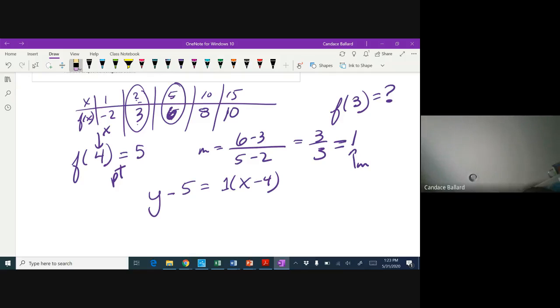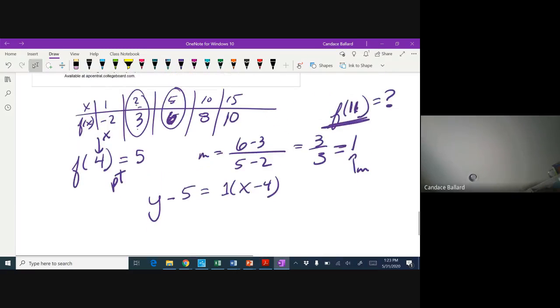But so the other thing they sometimes ask us to do is say let's not use a 3 this time. Let's say we're going to do like 11. Okay. So they'll say, hey, now you have this equation of a tangent line. Go ahead and use it to approximate this.